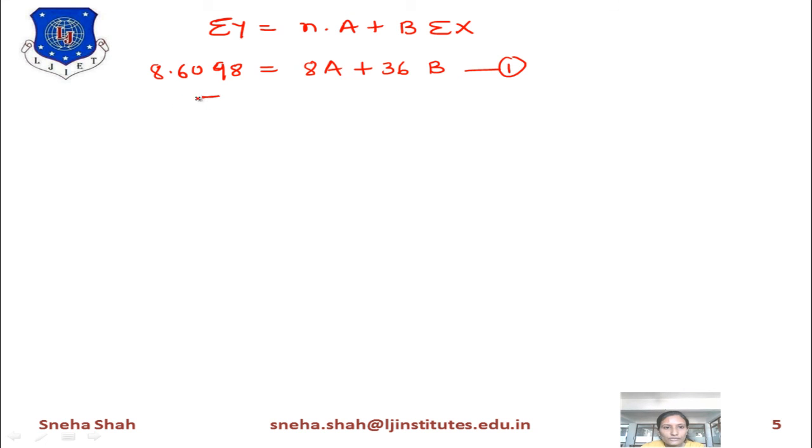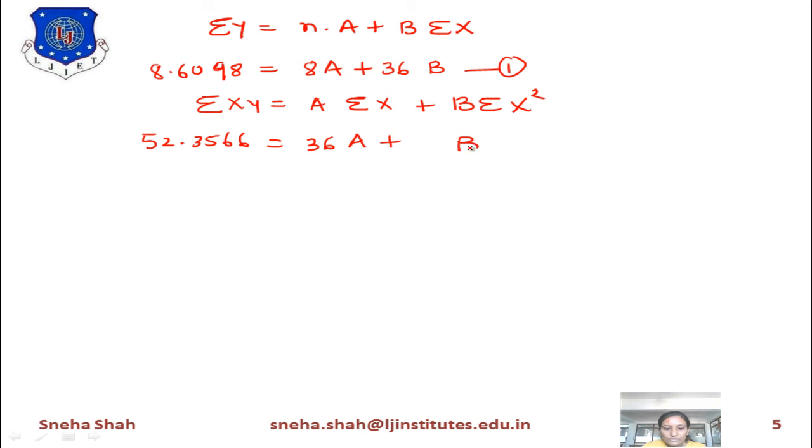Similarly, we will use the second equation: summation xy equals A summation x plus b summation x square. Now we put the value of summation xy equals 52.3566 equals A into summation of x equals 36 plus b into summation x square equals 204. Now from these two equations, we can derive the value of either A or B. Suppose we derive the value of A, then we will put the value of A in any one of these two equations to derive the value of B.